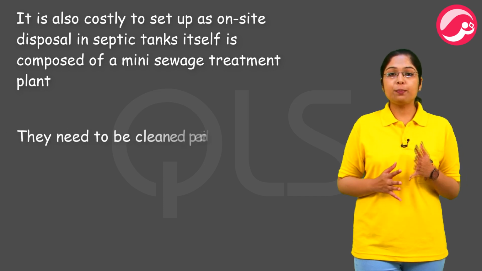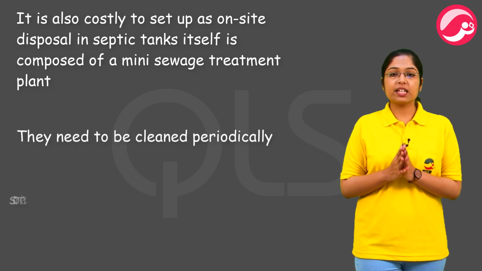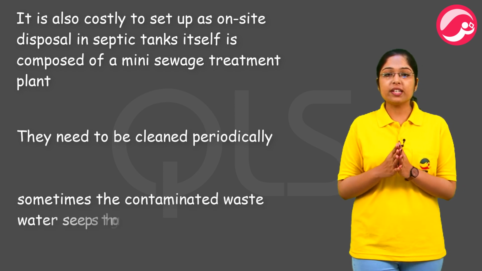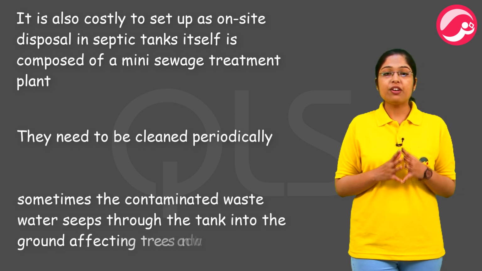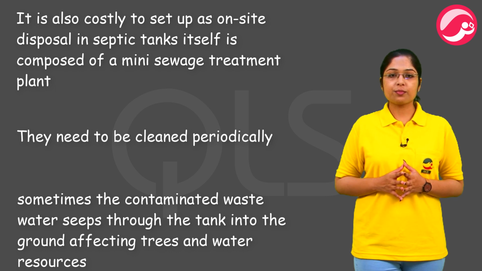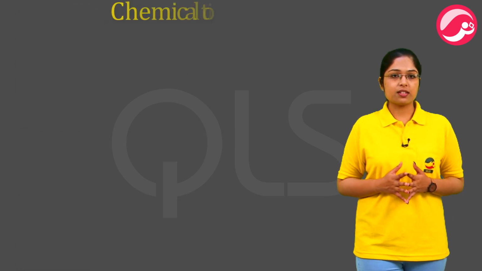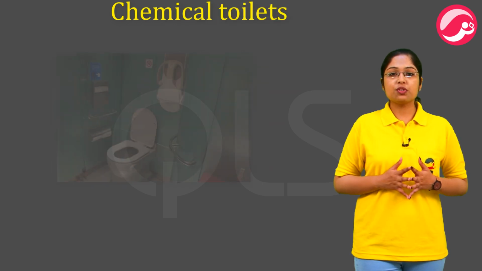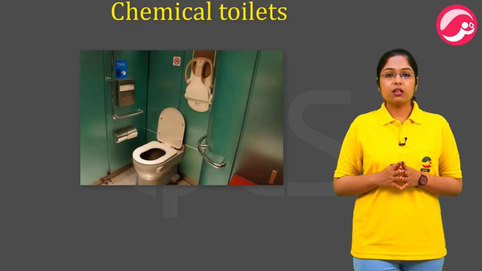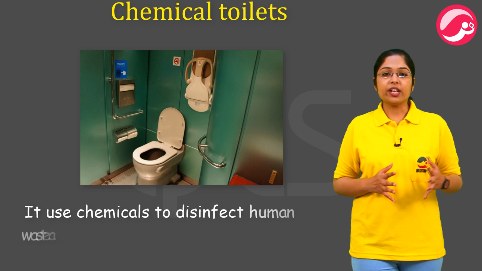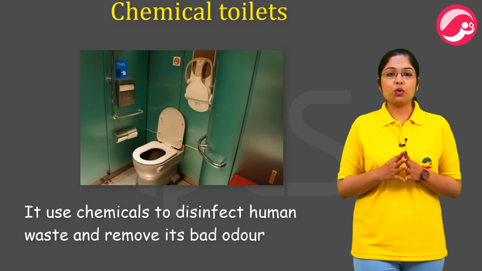They need to be cleaned periodically, and sometimes the contaminated wastewater seeps through the tank into the ground, affecting trees and water resources. The second on-site sewage disposal system is chemical toilets. Chemical toilets are mostly used in airplanes and trains. It uses chemicals to disinfect human waste and remove its bad odor.